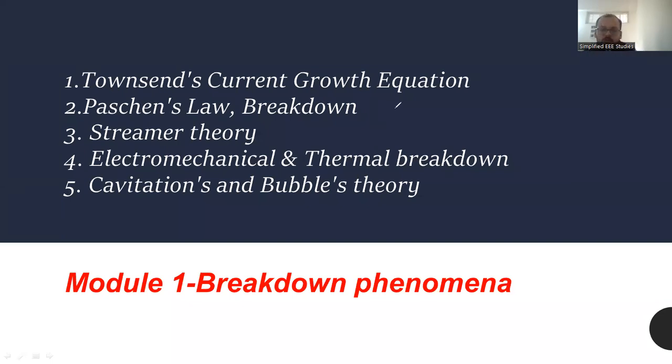I is equal to I naught into e to the power alpha d. Make a note of this. I'm 100% sure that you may get this kind of derivation. Otherwise, they may ask you to write down the limitations of Townsend's theory, or a question like, derive an expression for Townsend's current growth equation considering secondary ionization.